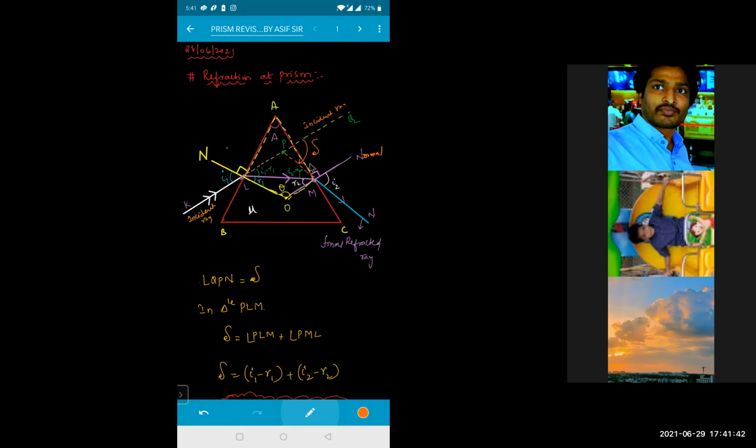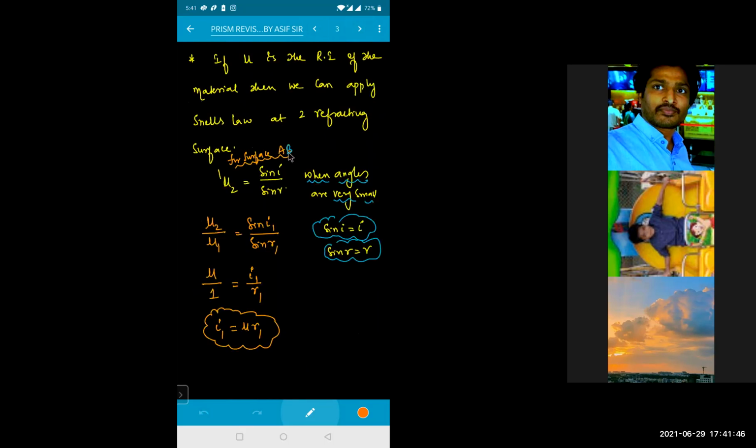So here it is I1, R1, and here it is I2 and R2. See here, if I'm applying Snell's law for the surface AB, the refractive index of 2 with respect to 1 will be equal to sin I by sin R. When angles are very small, I told you that sin I can be approximated to I and sin R approximated to R. So mu2 by mu1 is equal to sin I1 by sin R1. Angles are very small, so that becomes I1 by R1.